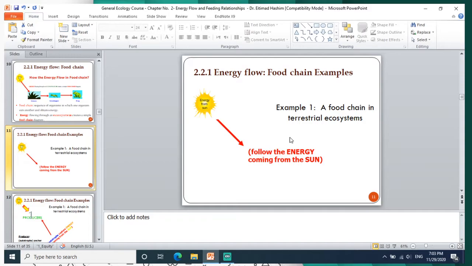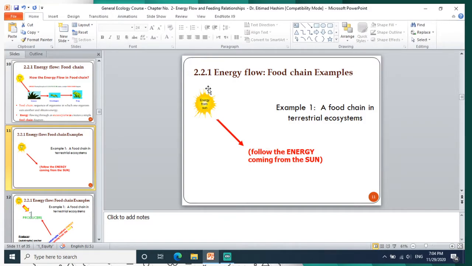In order to remember and memorize the terminology for food chains and food webs, we need to take an example, to memorize the terminology better and to be familiar with it. Our first example is a food chain from a terrestrial ecosystem. Terrestrial ecosystem means land ecosystem.